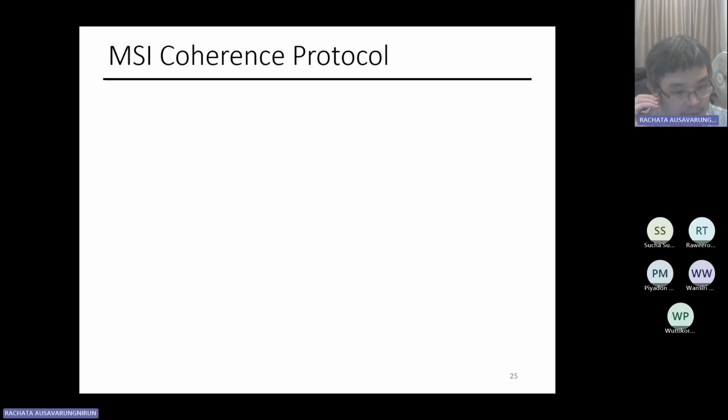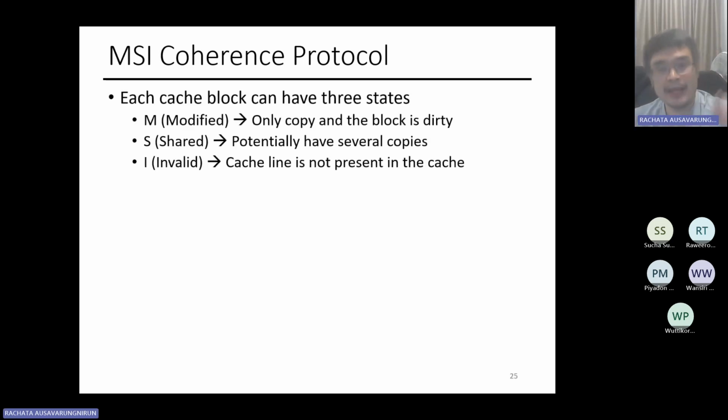So the protocol that I will cover next is the basic one, right? We will improve on this, to be honest, in a bit. But the first protocol I need to talk to you about is called the MSI coherence protocol. Basically, each block has 3 states. It can be modified, it can be shared, it can be invalid. So my block at address X, that has 5 or 10, can be in one of the 3 states: modified, shared, or invalid.